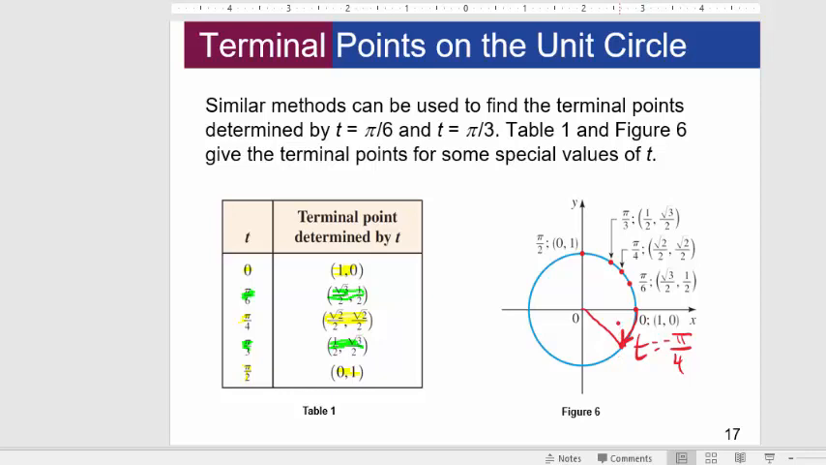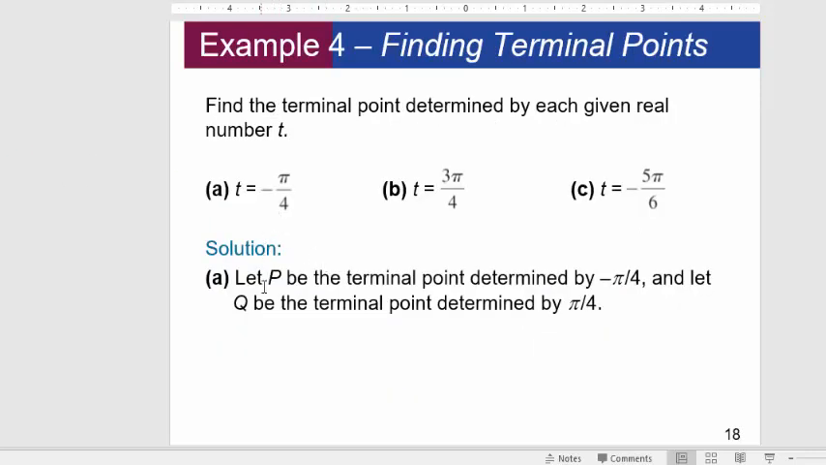And what is this point x comma y? Well, it's the same as pi over 4, except y is negative, right? So at negative pi over 4, x is still square root of 2 over 2, but y is now negative square root of 2 over 2, right? So to do this one, we would just say it's going to be square root of 2 over 2, comma, negative square root of 2 over 2, right? Because this is in the fourth quadrant, and in the fourth quadrant, x is positive, y is negative.